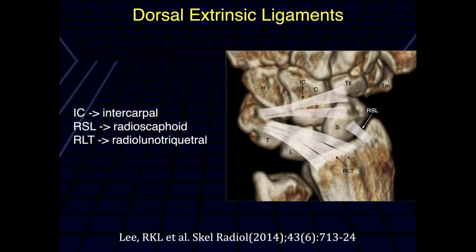Now, the dorsal extrinsic ligaments are primarily the intercarpal ligament, which goes right across the dorsal aspect of the carpal bones, the radial scaphoid ligament, and the dorsal radial luno-triquetral ligament, which are often multiple. And again, these are really thickenings of the dorsal capsule. And often the dorsal ganglion cysts you see will be fluid from extravasation of the capsule in between these ligaments dorsally.